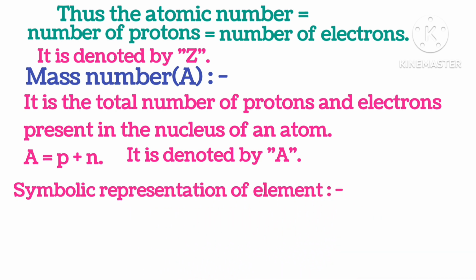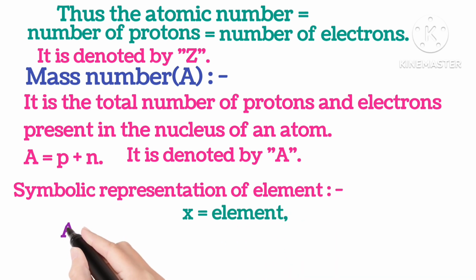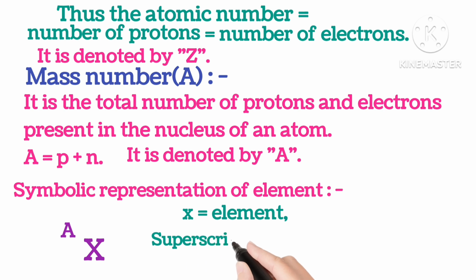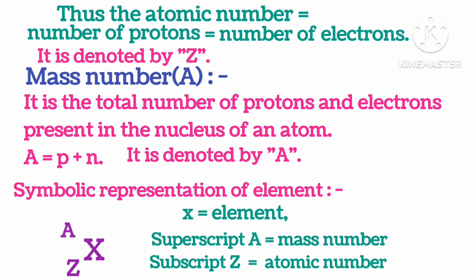Symbolic representation of element. X is the element. The superscript A is the mass number and the bottom subscript Z is the atomic number.